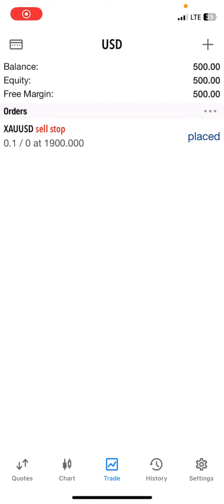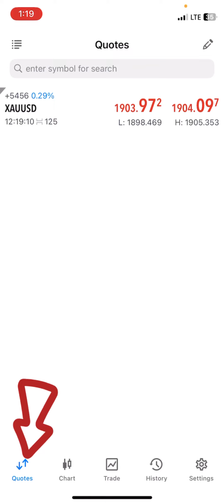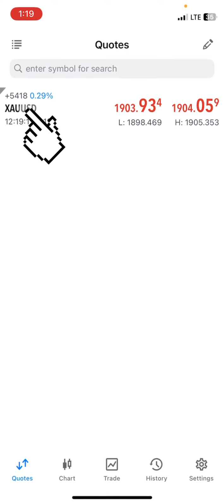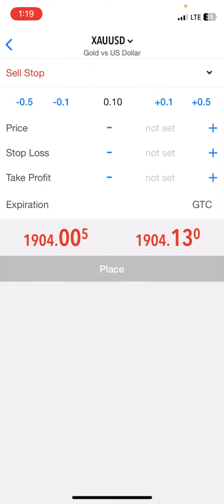All right, hi guys. How to set your sell stop. So you go to charts, go to quotes, then you tap on the preferred currency pair. Mine is XAUSD, and you click on trade.